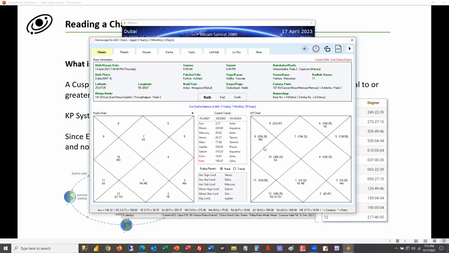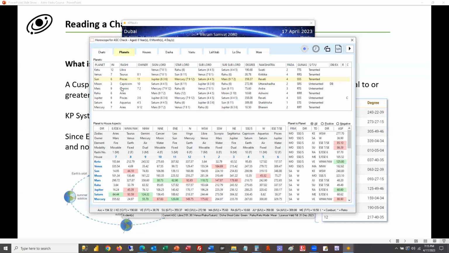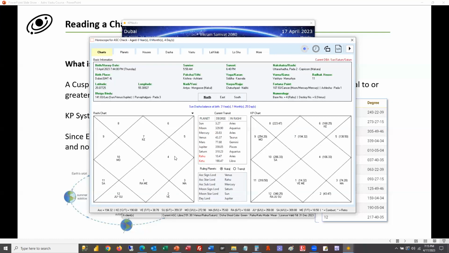So you will have to read both the charts to understand where the planet is, which Rashi it is in, and where it is placed. You will practice this on multiple charts. Anyway, the information is available here, but you need to know how to read it.